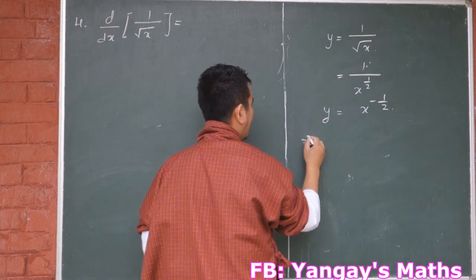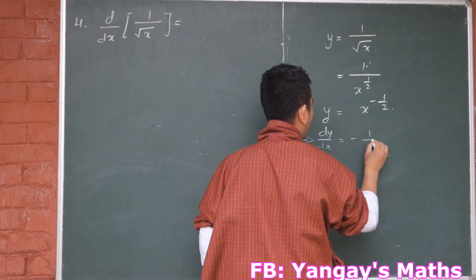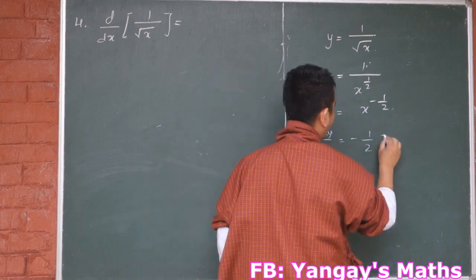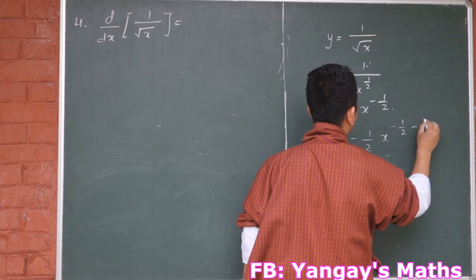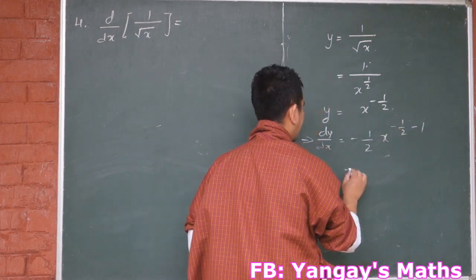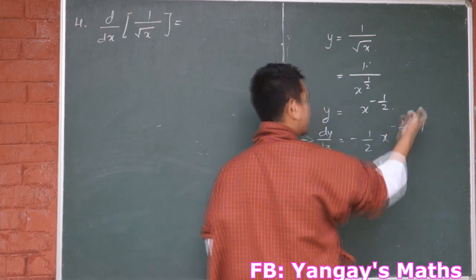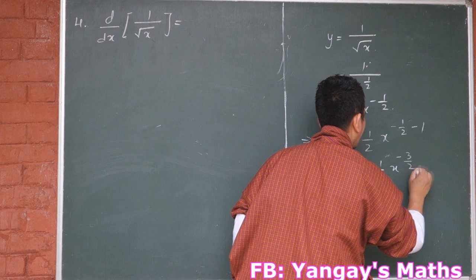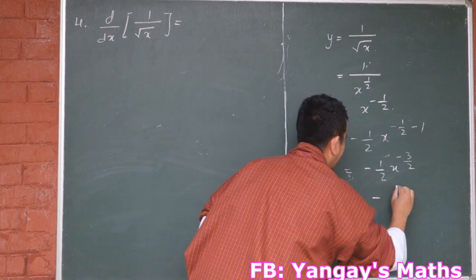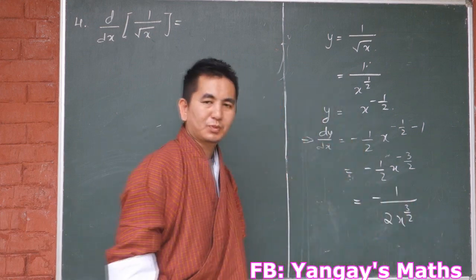Use the power rule. That implies dy by dx is equal to negative 1 by 2, and you will bring in front x raised to negative 1 by 2 minus 1. Is that right? So every time no need to write, I will tell you later, okay? So negative 1 by 2 x raised to... LCM of 1 and 2 is 2. It is negative 3 by 2. Bring this down. We have negative 1 by 2 x raised to 3 by 2.